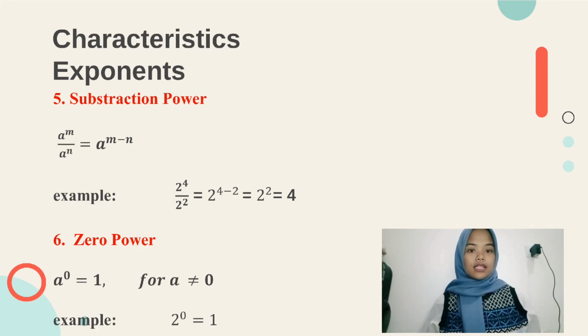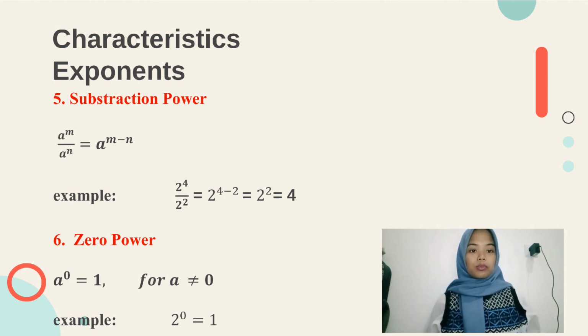Number 5. Subtraction of powers. If the same number with different powers is divided, the exponents will be subtracted. For example, 2 to the 4 over 2 squared is 2 to the 4 minus 2, which is 2 squared, which is 4.